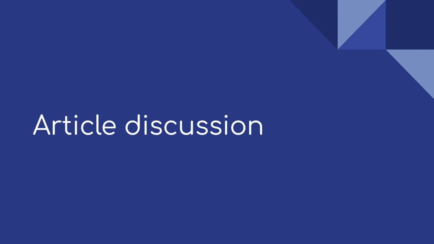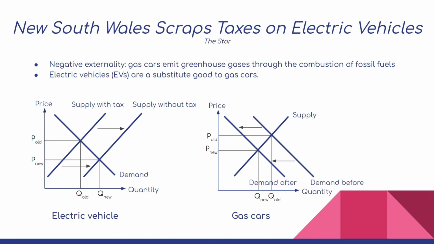Next, I'm going to discuss the articles that I have chosen to improve my understanding of the issue. The first article I've chosen is titled New South Wales Scraps Taxes on Electric Vehicles by The Star. The negative externality that is being aimed at in this article is the greenhouse gases that are emitted by gas cars through the combustion of fossil fuels.